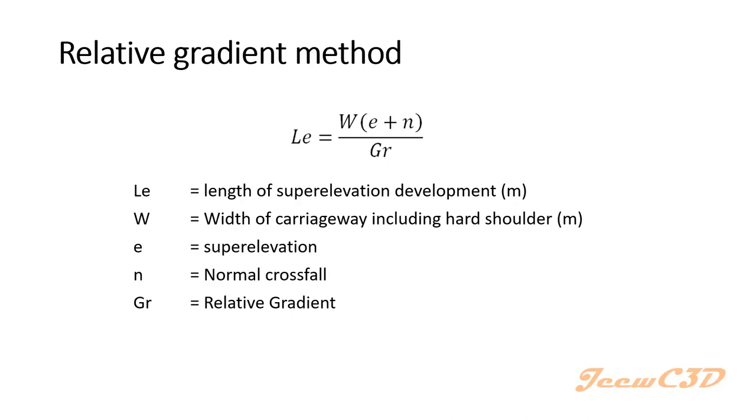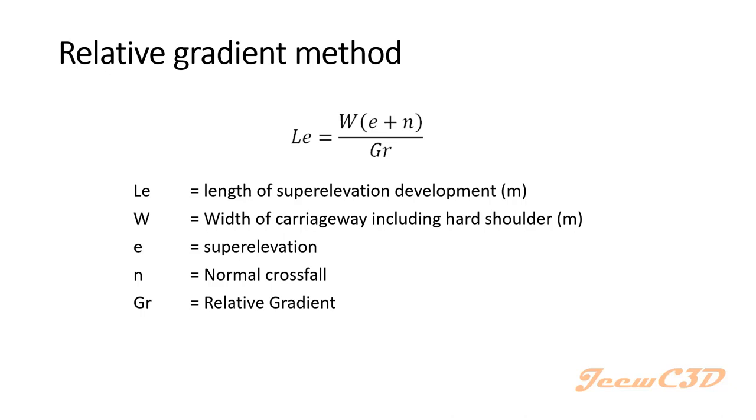If you remember the lecture where we talked about the cross section of the roadway, I told you what carriageway is, what lane width is and what hard shoulder is. So this W means lane width plus hard shoulder width. Usually the correct way would be to consider W as the lane width, but in Sri Lanka we use both lane width and hard shoulder width for W. So W equals the addition of lane width and hard shoulder width. E means the super elevation of the curve, and N means the normal cross fall.